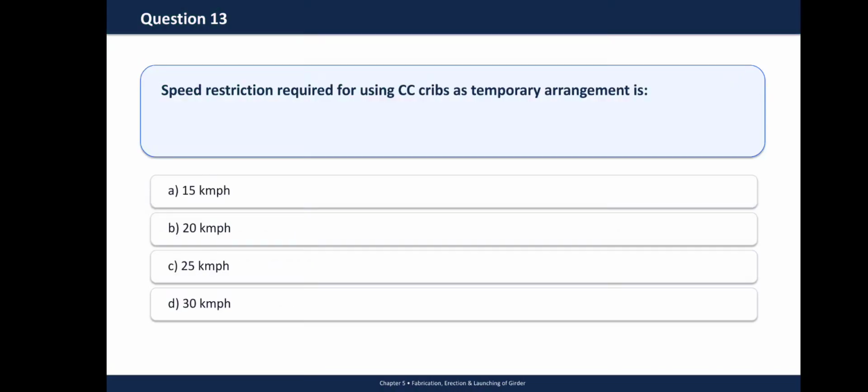Question 13. Speed restriction required for using CC cribs as temporary arrangement is. Options. A.